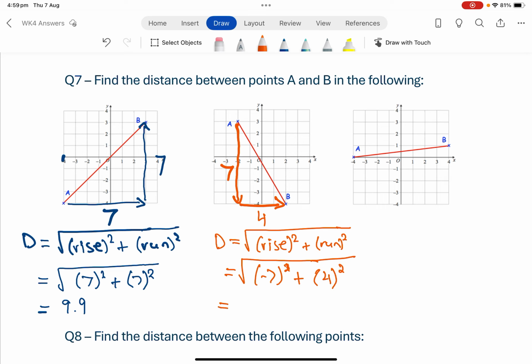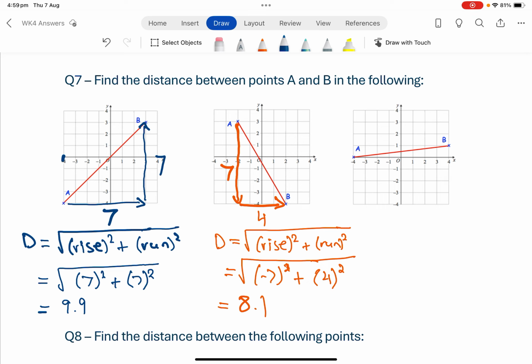Putting that one in the calculator, -7 squared plus 4 squared. I'm going to round to 1 decimal place. I'm going to get 8.1. But if you go 8.06 or something like that, you're also right. Okay. All right, last one.